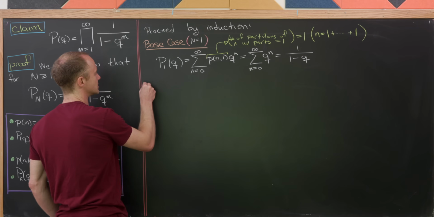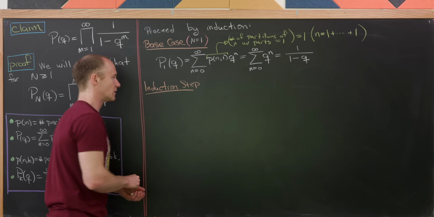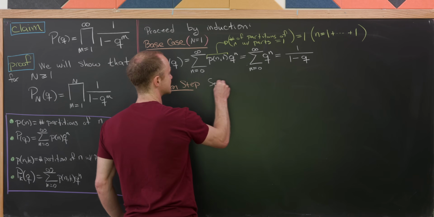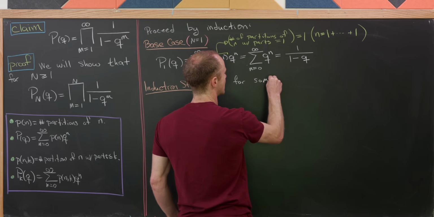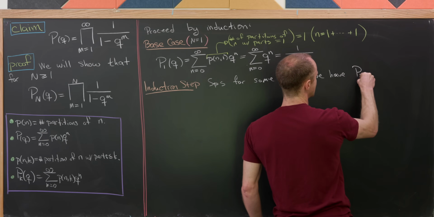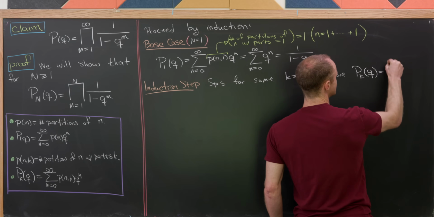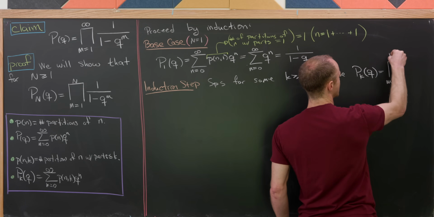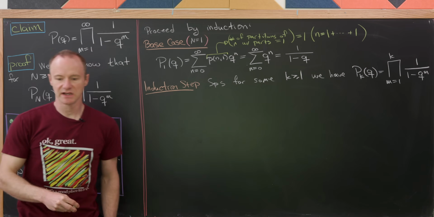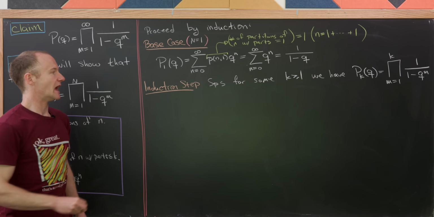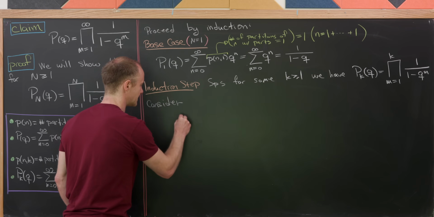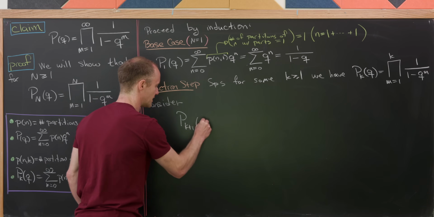And now let's move on to our induction step. So for our induction step, we clearly need to make an induction hypothesis. So let's suppose for some k bigger than or equal to 1, we have the following. P sub k of q is equal to this product as m goes from 1 to k of 1 over 1 minus q to the m. In other words, it has the correct format. And then we want to consider the next case. So let's do that. We're going to consider p sub k plus 1 of q.